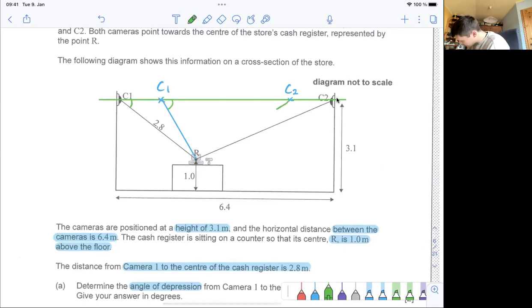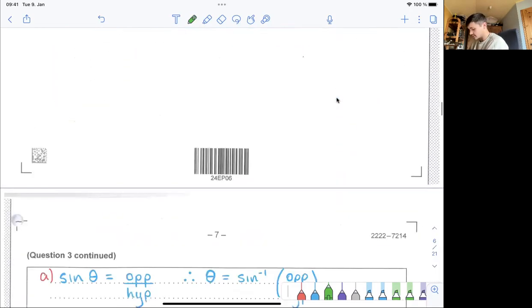We can visually see, what am I doing? Wrong color. Visually see that this angle in here now is greater than that angle in there. Now that one's not quite as clear, but moving C1 closer, we can quite easily see that the angle of depression gets bigger. All right, and so that's going to be part of our justification.